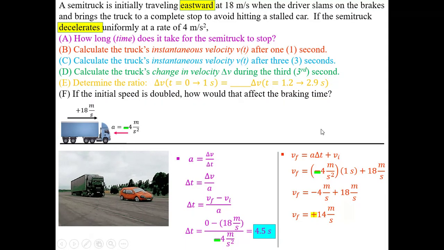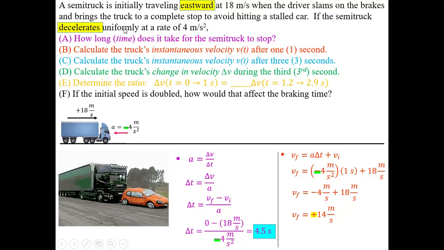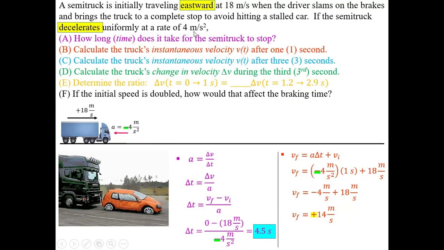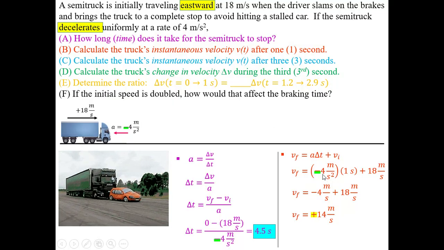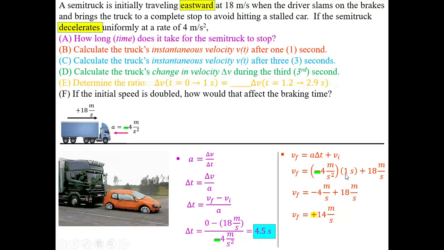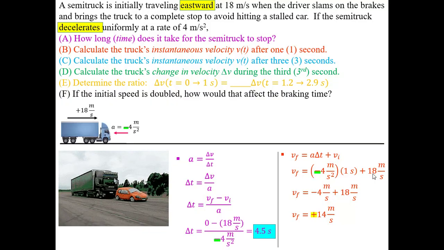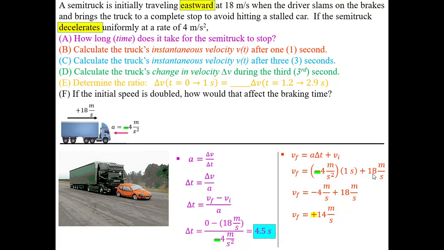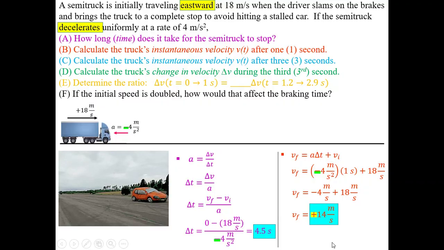All right. What I meant earlier was, you see the second step here? I know the problem states that it decelerates uniformly at 4 meters per second squared. This is kind of a trap layout for new folks. Some folks might just think this is positive, and then they'll put in a positive 4 in the second step here. Well, if you put in a positive 4, 4 times 1 is 4, and then 4 plus 18 is 22, which contradicts the scenario. The truck is supposed to be slowing down, so the velocity should be decreasing, not increasing. And so pay attention to your signs, okay? All right, so that is the answer for part B.